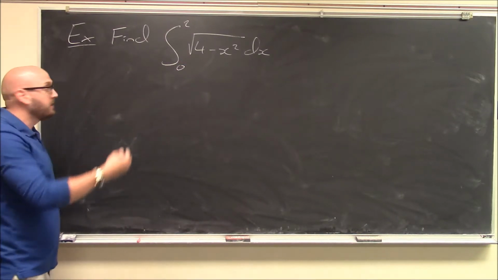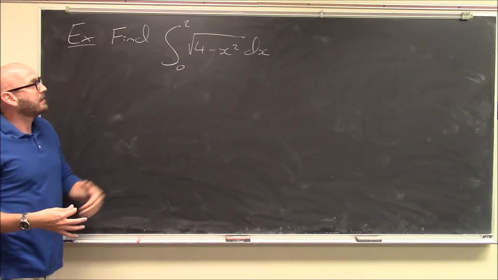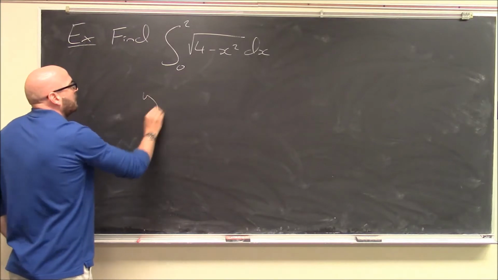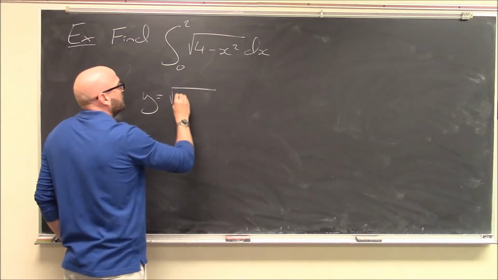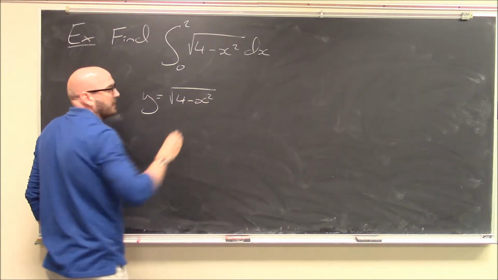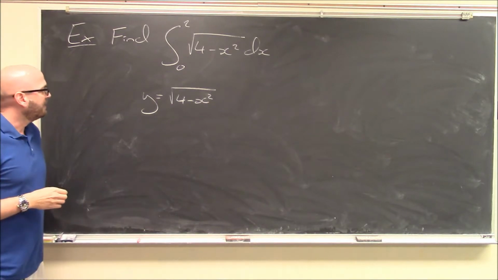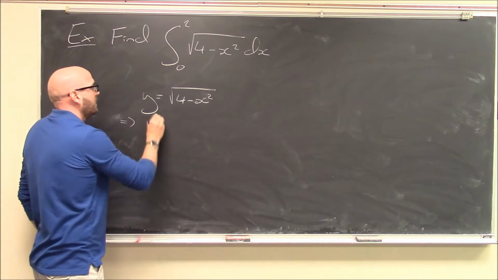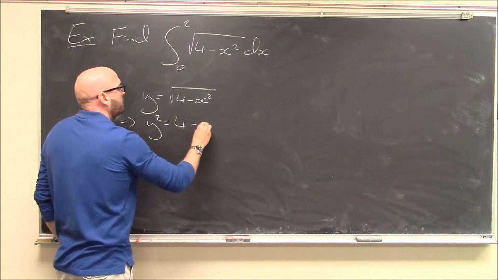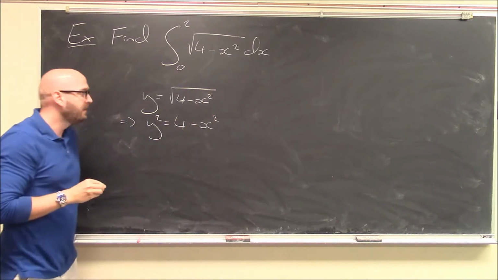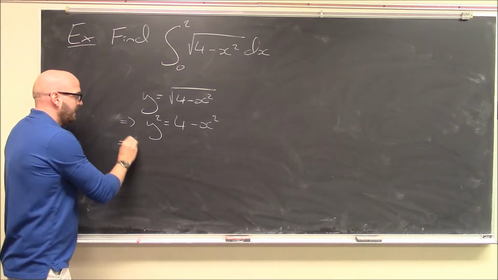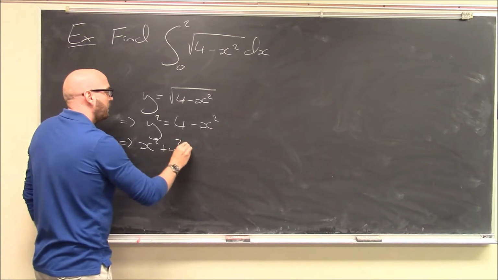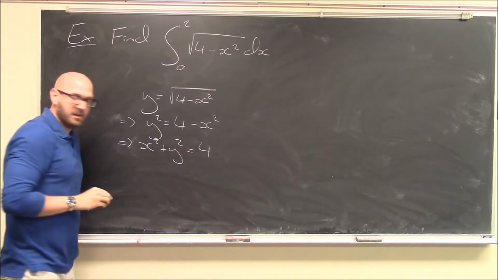It represents the area under the curve. So let me draw the curve here. I want to graph y equals the square root of 4 minus x squared. Well, what is this? How about I square both sides? Let's square both sides. So we get y squared is 4 minus x squared. Or if I move the x squared over, this is x squared plus y squared equals 4.